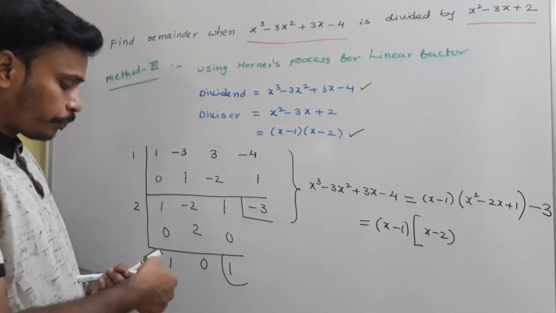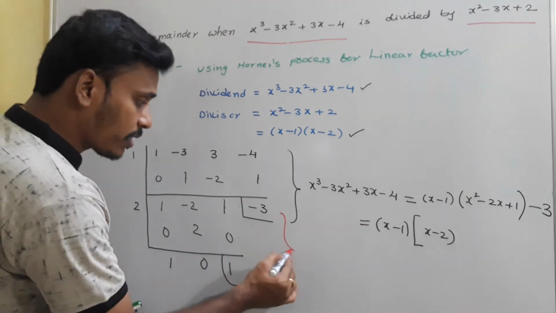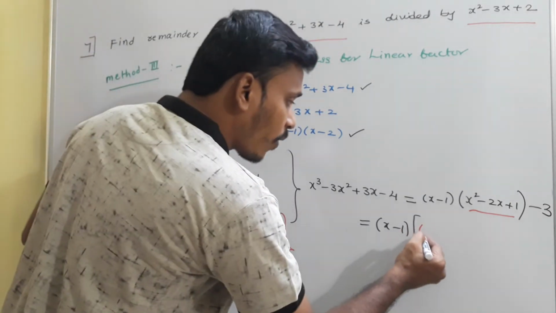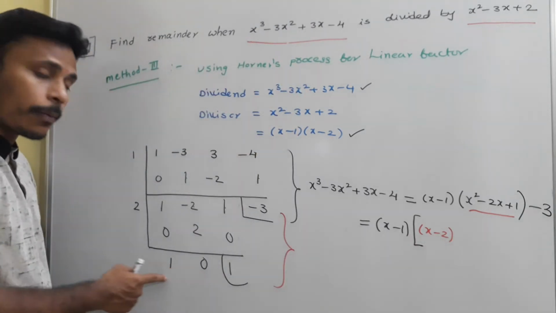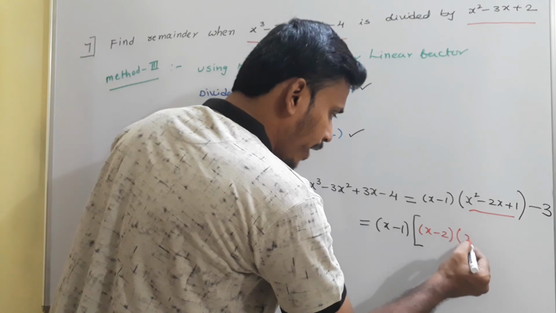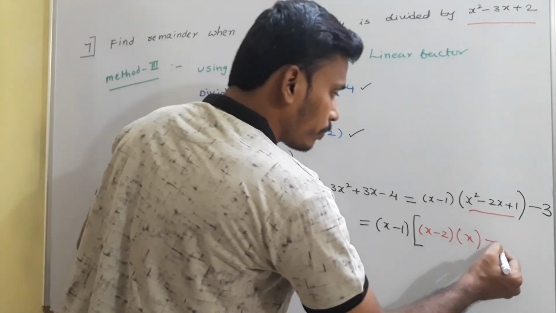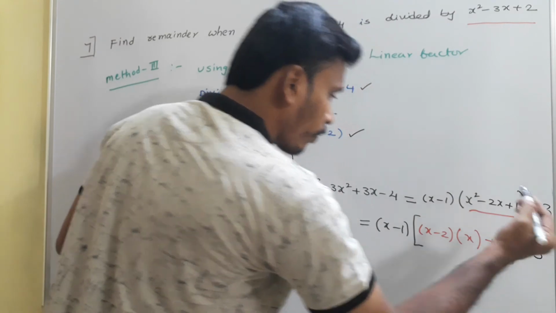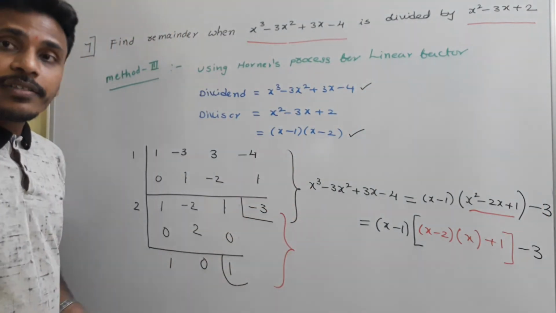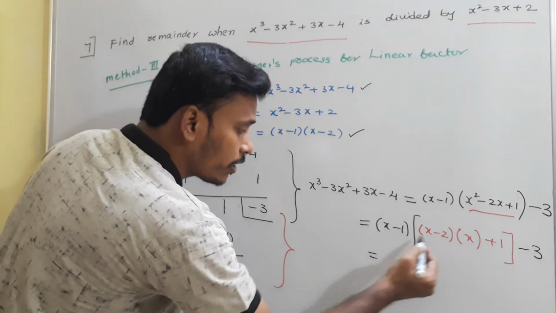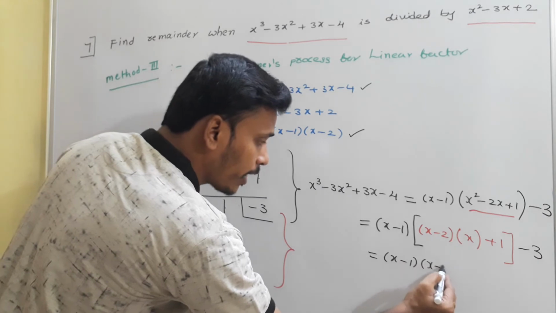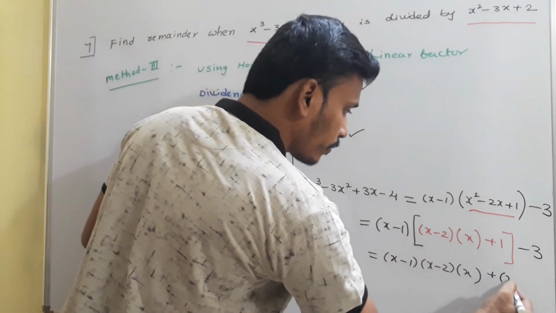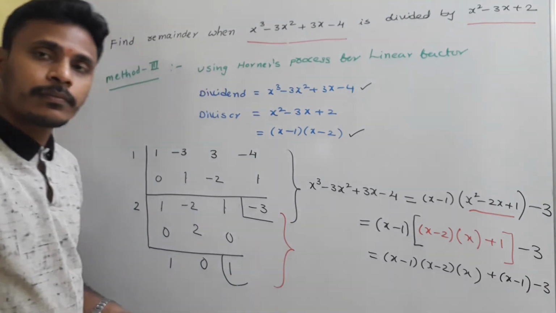into, I will use another color. Now for the second step of the synthetic division process, this x square minus 2x plus 1 works like a dividend, and we are dividing it by x minus 2. The quotient obtained is 1 and 0, which is x plus 0, so x is the quotient, whereas the remainder obtained is 1. Already we have minus 3 as the remainder of the previous case. So this red color part indicates the second step of Horner's process. And now this is equal to x minus 1 into x minus 2 into x, and then x minus 1 into 1, and then minus 3.